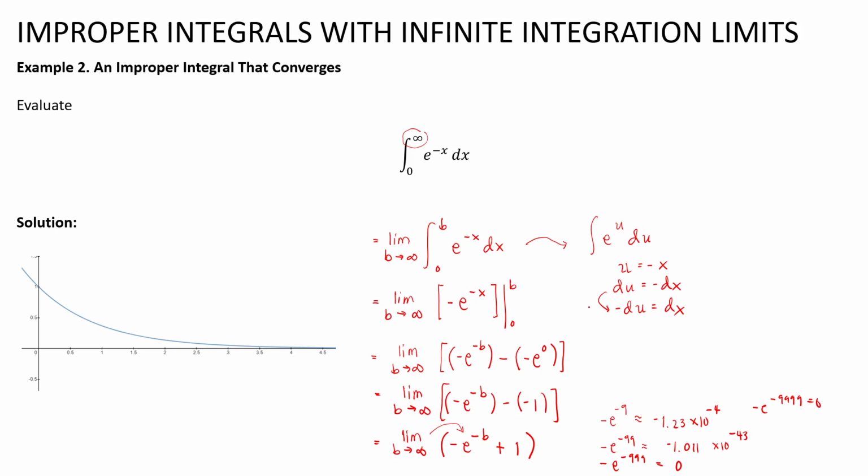So meaning the answer for this one is equal to, so the limit of b approaches infinity, so that will be 0 plus 1. So the answer is equal to 1. And it converges because you have an answer for your improper integral. So the limit exists.